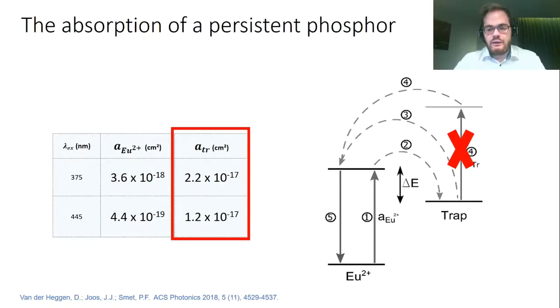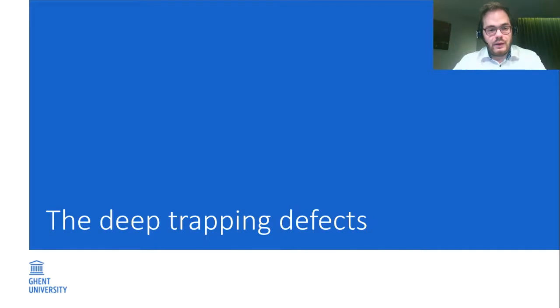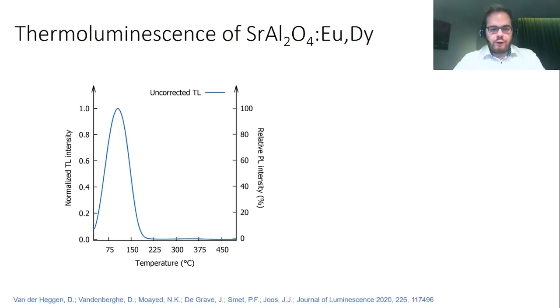Now, this concludes the part about the shallow traps, and as some of you might have guessed by now, the second and final part of my presentation will, of course, be about deep traps in the material. We will start by having a second look at the thermoluminescence glow curve I showed you at the beginning of my presentation. It appears that there is only a contribution at lower temperatures, which we previously attributed to the shallow trapping defects. Therefore, it seems also that there is not much left to talk about for me in the final part of my presentation.